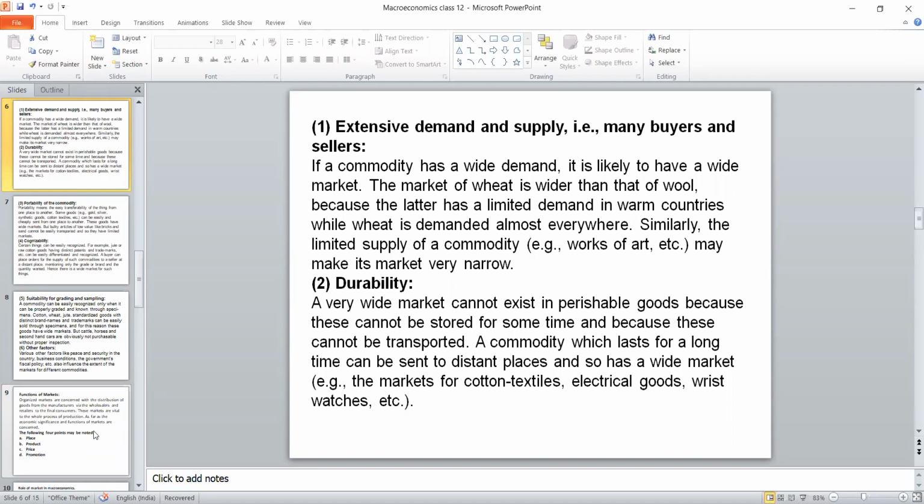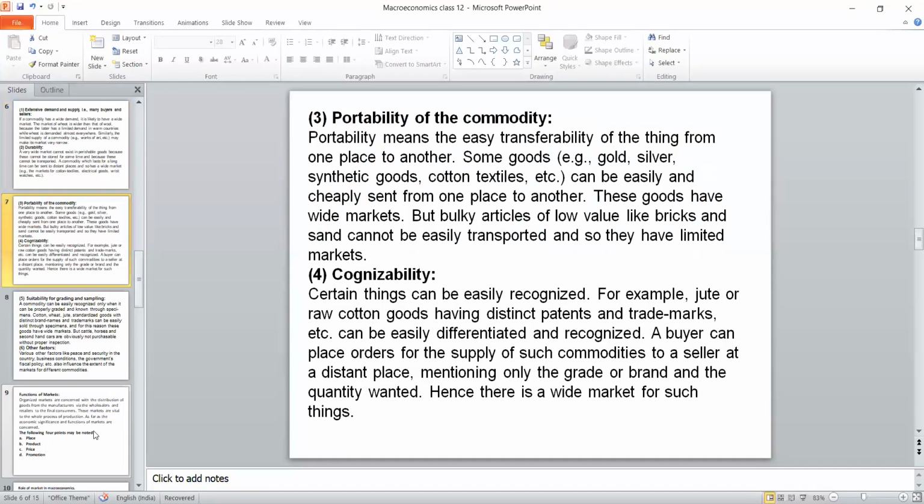If the product is durable, there is a possibility to have a very wide market, because it is possible to send it to a different place, and a wide market is quite possible. For example, electrical goods, watches and other durable things will have a very wide market rather than a vegetable market or a fruit market.